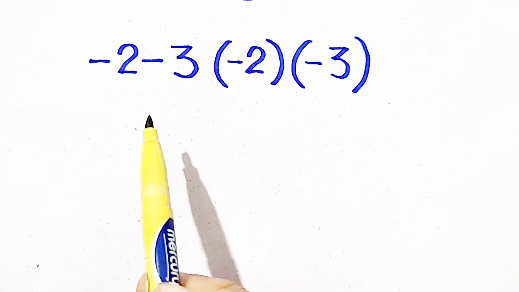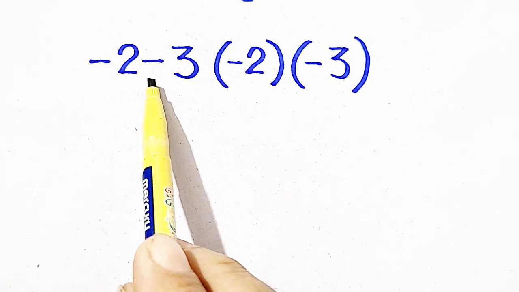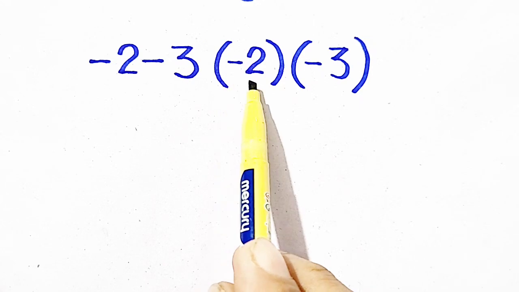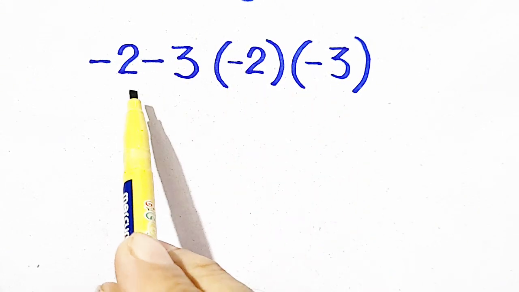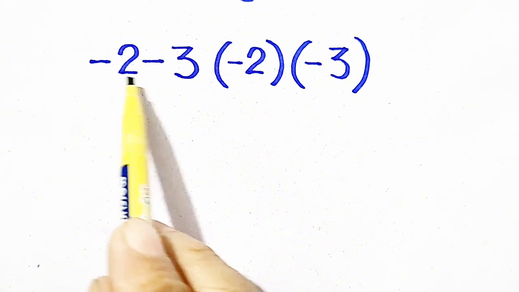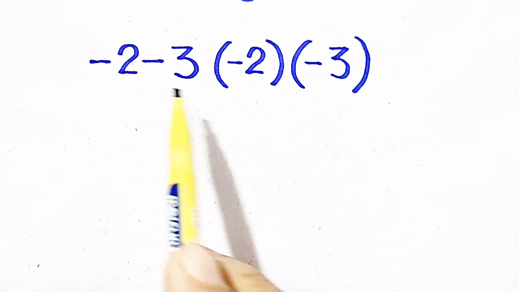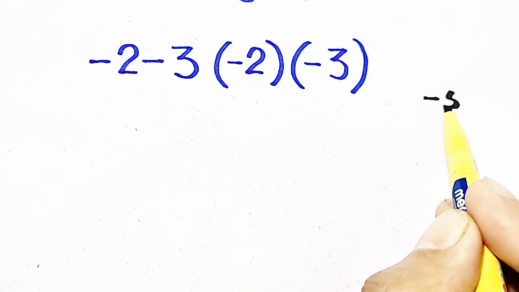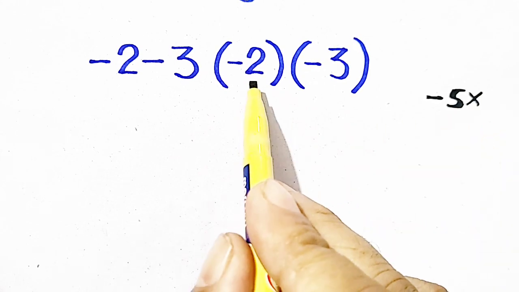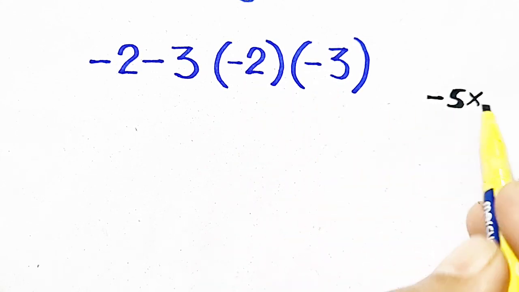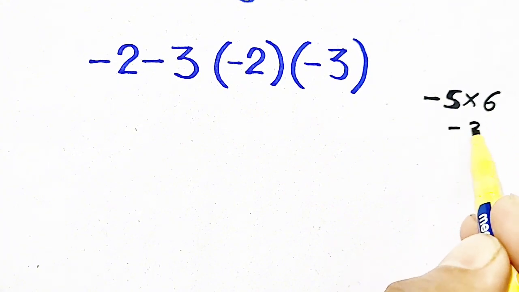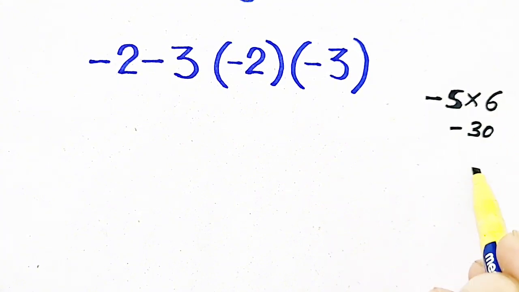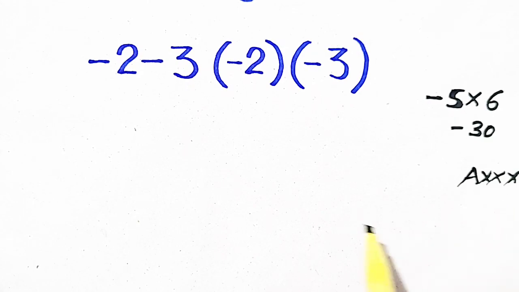Hello, respectable audience. My question is: minus 2 minus 3 times minus 2 times minus 3. Now it will become minus 2 minus 3. We will get minus 5 times minus 2 minus 3. It is plus 6. So minus 30 will be our answer, but it is wrong.